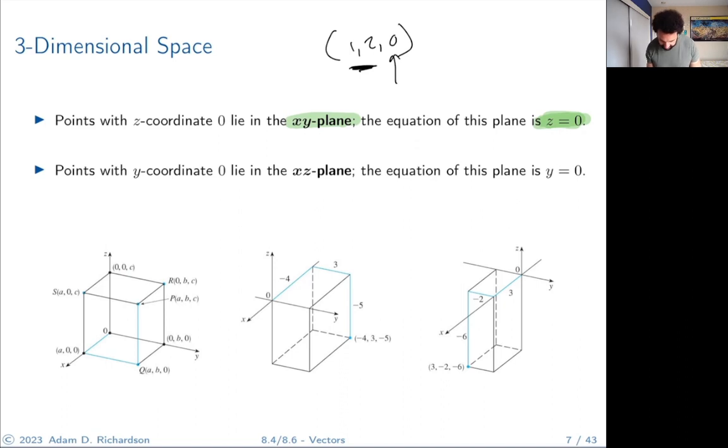Now, I realize I forgot to include the third one. That's okay. So the next one is this. Maybe you can figure out what the third plane will be.